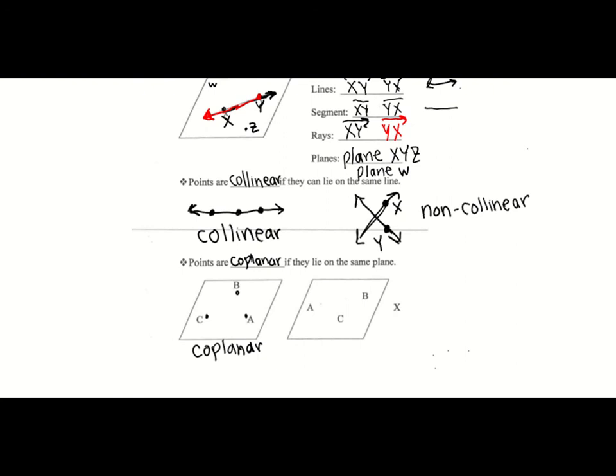But if we look over here, A, B, and C are still all on the same plane, but now we have this point X outside of our plane. So points A, B, C, and X are non-coplanar.